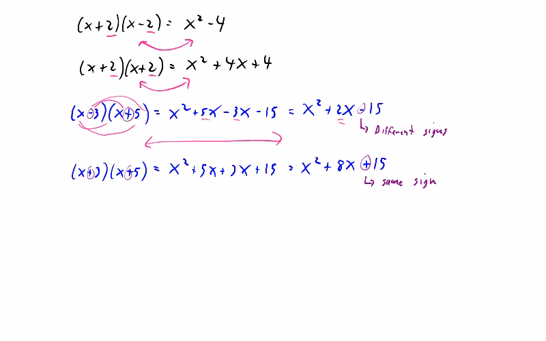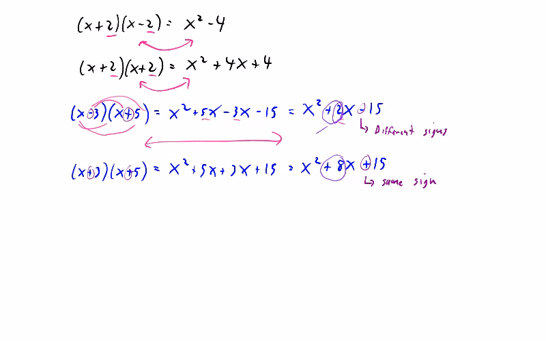Other things that you might notice: we had 3 and 5. When we look at the first example, we get a positive 2 as the coefficient on the x term. Well, that's exactly the difference between negative 3 and 5. In the second example, we got a positive 8 on the middle term, which is the sum of the 3 and 5.